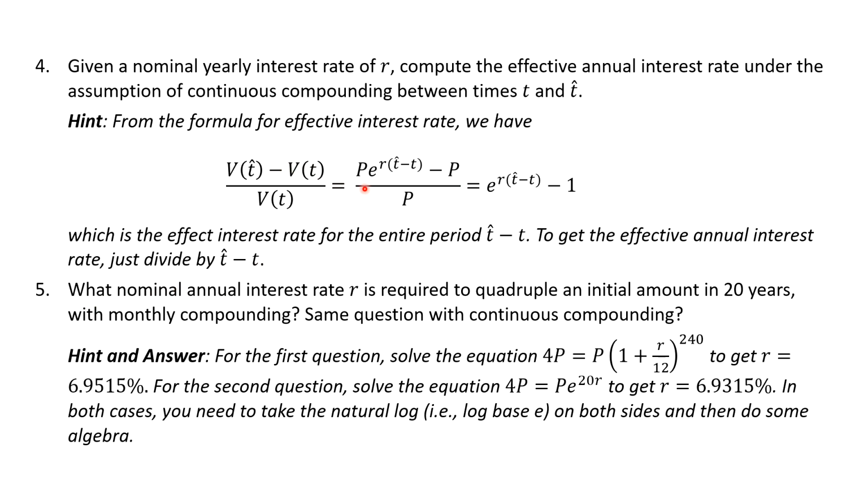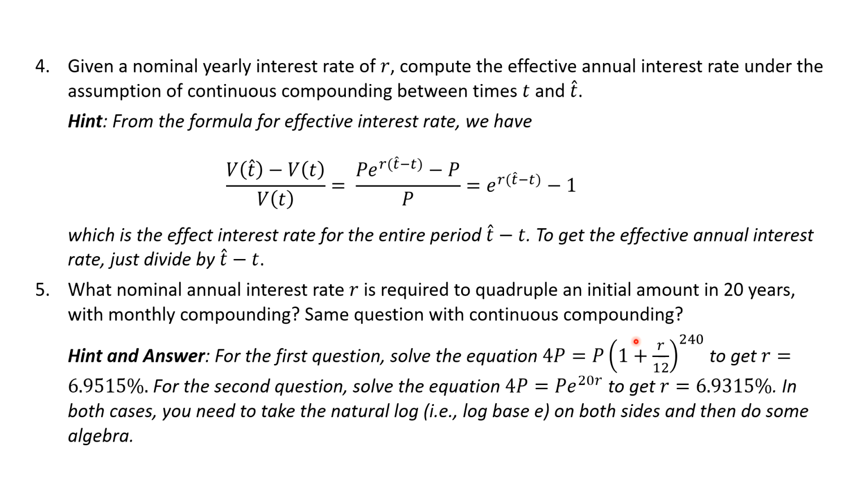You may want to plug in some specific numbers just to try this out. What nominal annual interest rate R is required to quadruple an initial amount in 20 years with monthly compounding? Then the same question for continuous compounding.